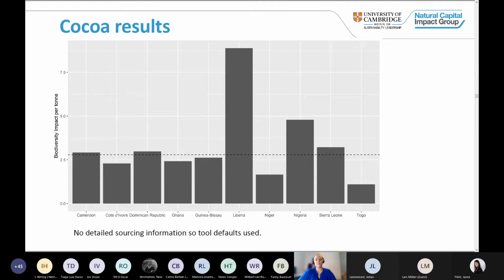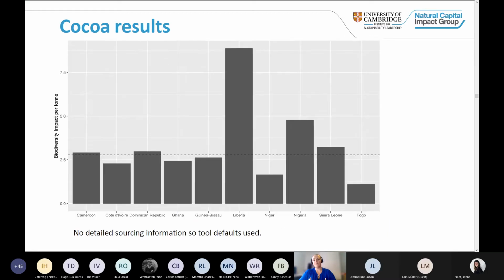So first up, we looked at their cocoa sourcing. Now, ASDA didn't have any detailed information in this instance beyond the basics of the country that the cocoa was coming from and the amount that they were sourcing from each country. So in this instance, we're just using tool defaults. And as you can see from this graph, the impact per hectare was higher in Liberia, Nigeria, and Sierra Leone. And when you look at what components of the metric are driving these results, we can see this is partly driven by low yields, but also by high biodiversity in Liberia.